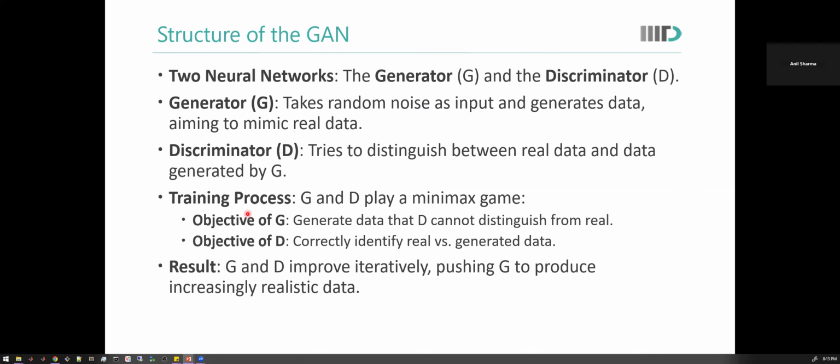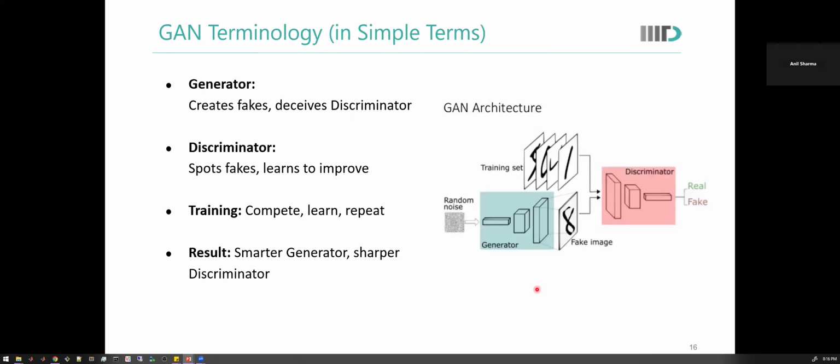If we look at the training process, G and D play a min-max game. The objective of G is to generate data that D cannot distinguish from the real, so it will try to generate highly realistic data. The objective of D is to correctly identify real versus generated data. The result is that G and D improve iteratively, pushing G to produce increasingly realistic data.